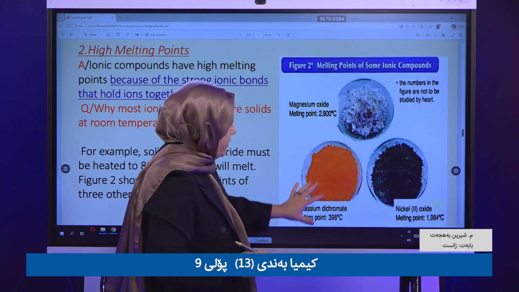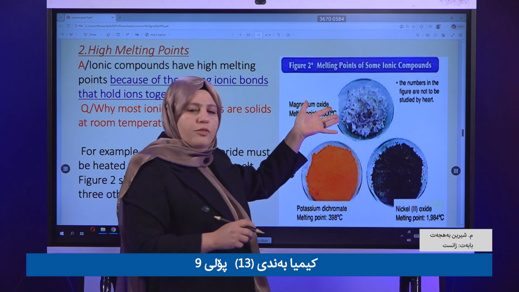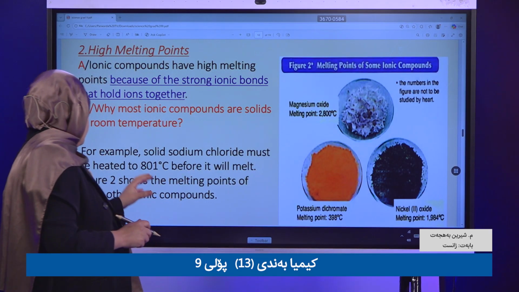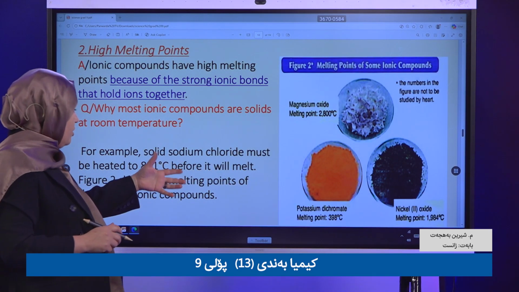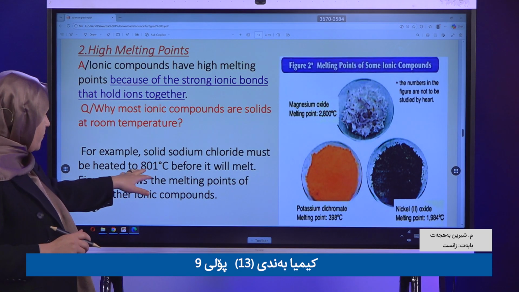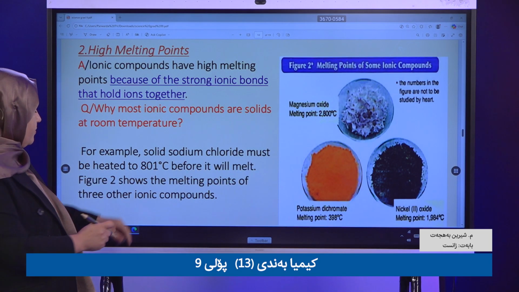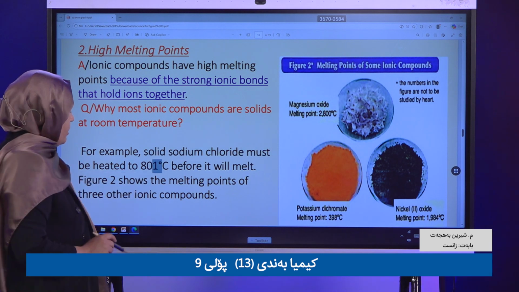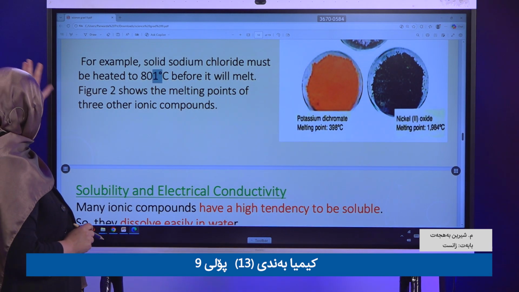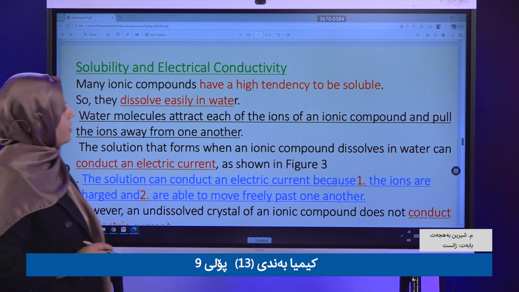This picture is present in your book. It's just for reading, for extra information. It's not included in the national exam. But what is important to know about solid sodium chloride is that it melts at about 801 Celsius. Okay, let's go to solubility and conductivity.